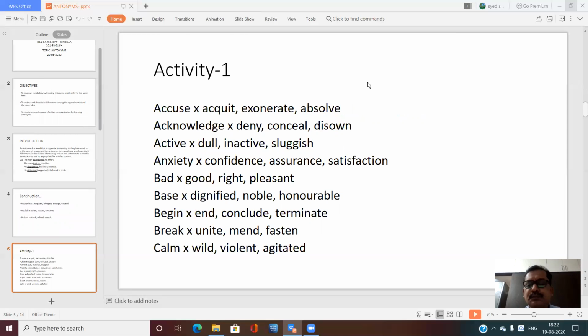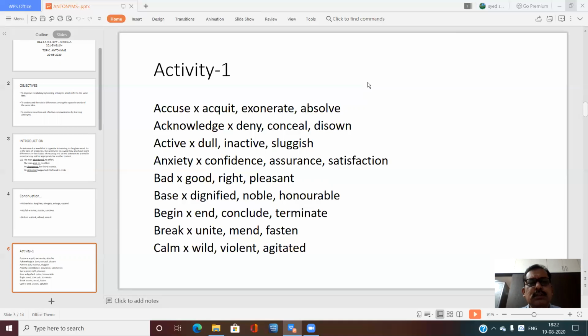Activity 1. Let us see an important list of the antonyms of some frequently used words. First one is accuse. Opposite words: acquit, exonerate, absolve, free from guilt. Accuse, antonym, acquit, exonerate, absolve.